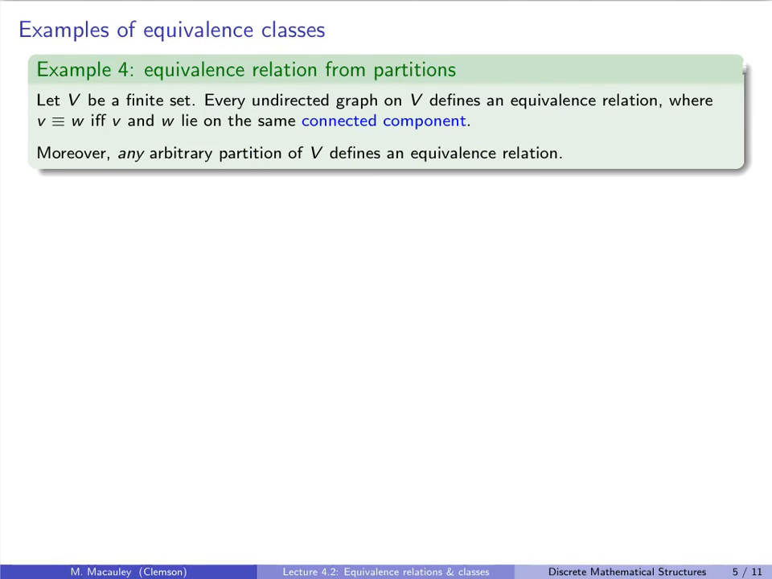Moreover, if we take any arbitrary partition of V, whether or not V is finite, then that defines an equivalence relation. For example, consider just a class of students. I can put students into groups, and I can just say the groups are the equivalence classes, and everyone in your own group you are equivalent with. Any partition of students into groups is going to define such an equivalence relation, and we can do that with any set. Every equivalence relation defines a partition, and conversely, every partition of a set defines an equivalence relation.